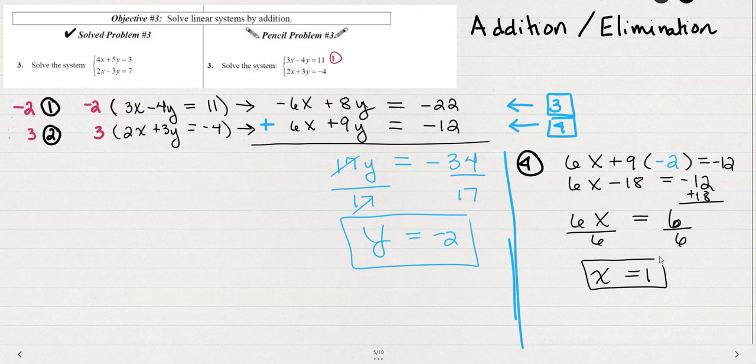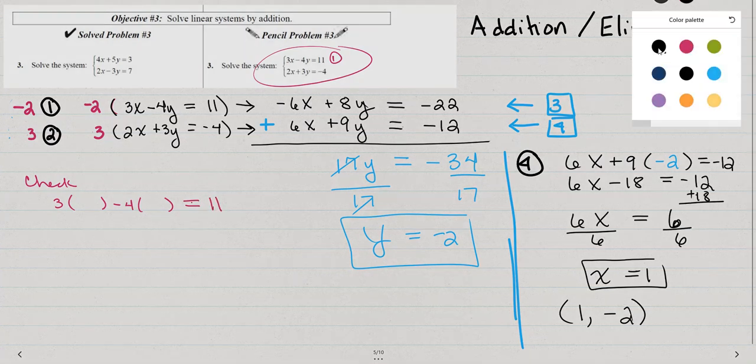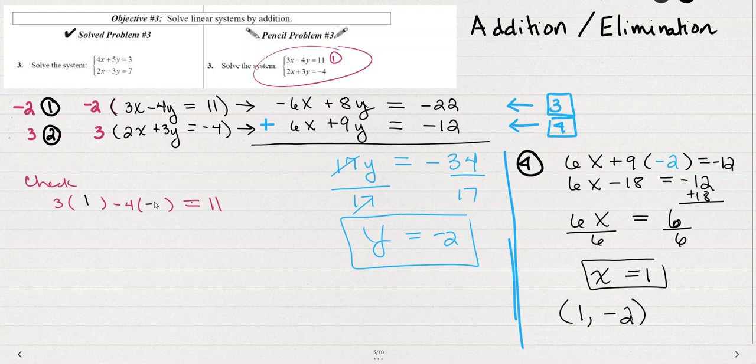So it looks like the ordered pair x equals 1, y equals negative 2 solves the system. But let's check that before we go on. To check this, I can go back to my equation 1, 3x minus 4y equals 11. And I'm going to put in x equals 1, y equals negative 2, and I'm testing whether this is true or not. So we'd have 3 plus 8 is 11, and that does come up as a true statement. So our number 1 is good.